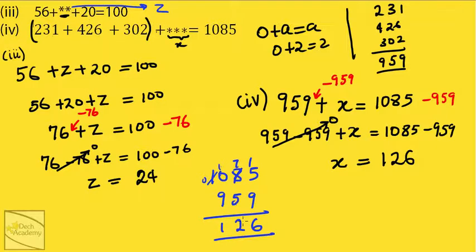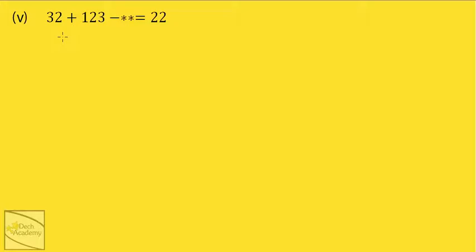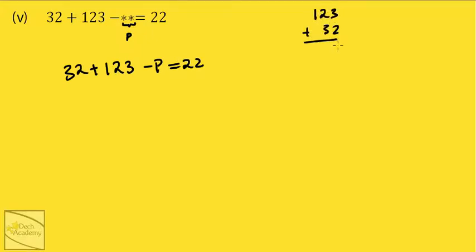So it's simple. In case 5, we have 32 plus 123 minus an unknown number, which I'm going to call p, is equal to 22. So we have 32 plus 123 minus p is equal to 22. I need to find p. So 32 plus 123, let's quickly carry out that addition. 123 plus 32. 3 plus 2 is 5. 2 plus 3 is 5. And 1. So this term is 155.